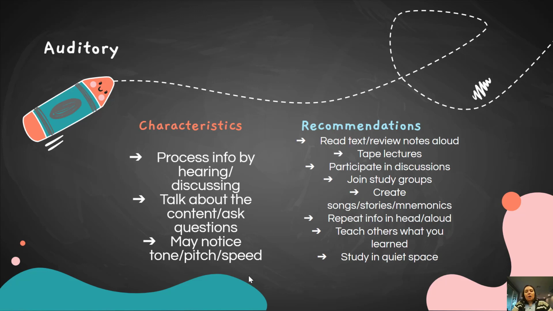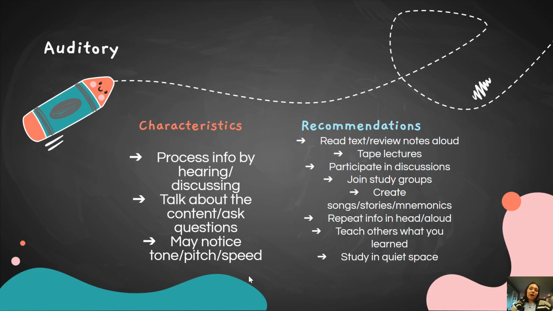So, auditory learners are people who process information by hearing and discussing. So, you like to listen and speak. You prefer to talk about the content with your classmates, with your instructor, and ask questions to your classmates and instructor. You process out loud. When it comes to instructor cues and noticing things about how your instructor is delivering the material, you may notice their tone, their pitch, and their speed to figure out when they are delivering the most important material.